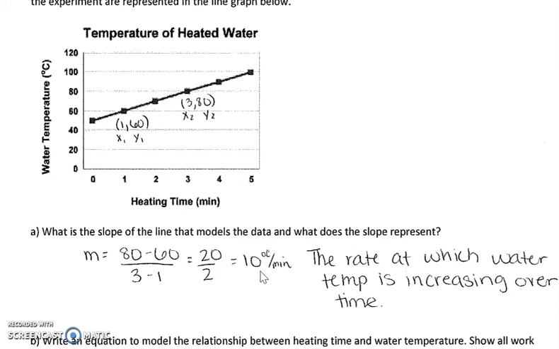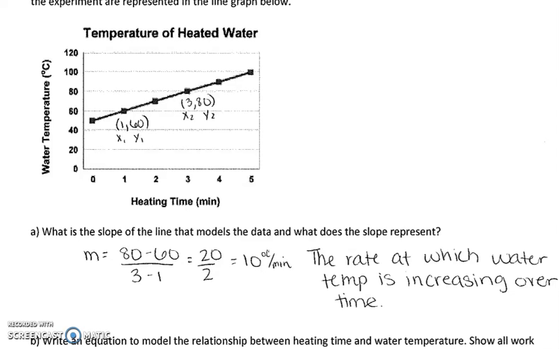The representation you would use is the labels. Your x-axis is labeled heating time in minutes. Your y-axis is labeled water temperature. So what you would talk about is the rate at which water temperature is increasing over time. The reason you write it in that order is, remember, when you find slope, it's y over x. So you use the y, water temperature, over the x, heating time in minutes. So the water temperature is increasing over time. You're able to say increasing because your slope is positive, and that's also something you're allowed to include in that answer.